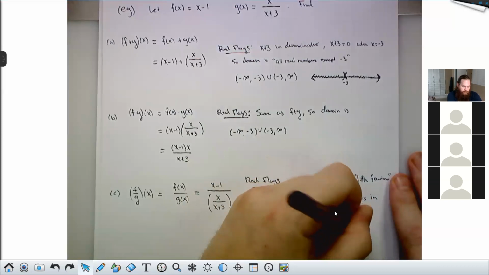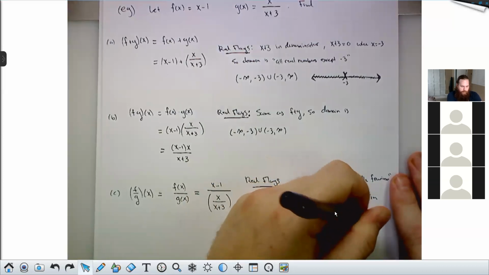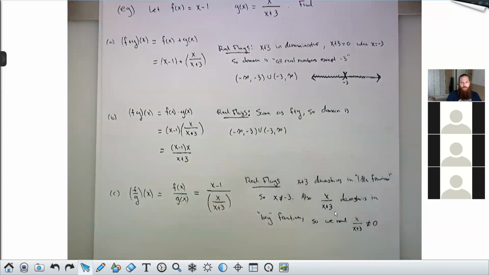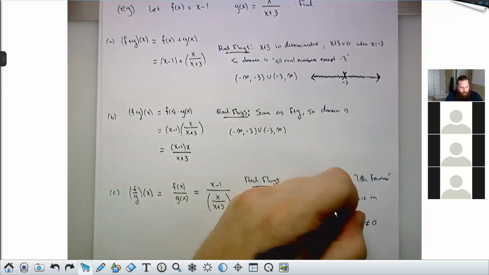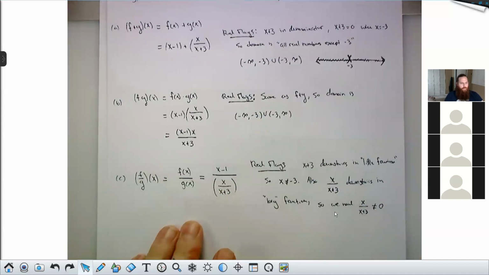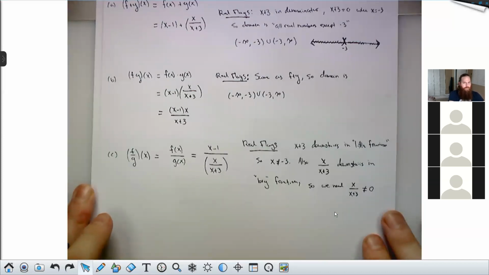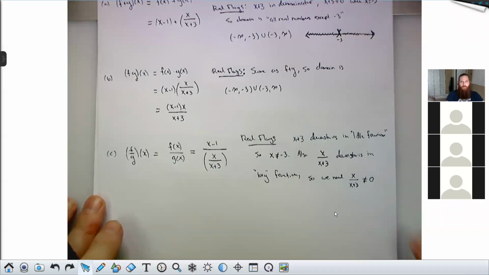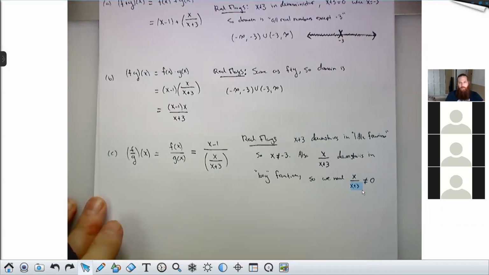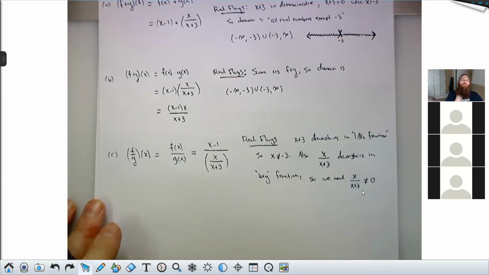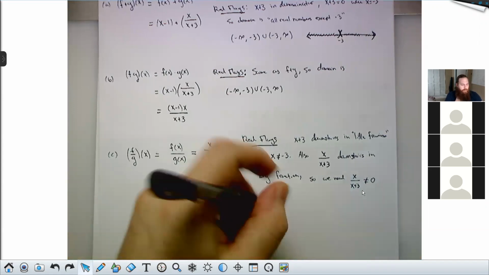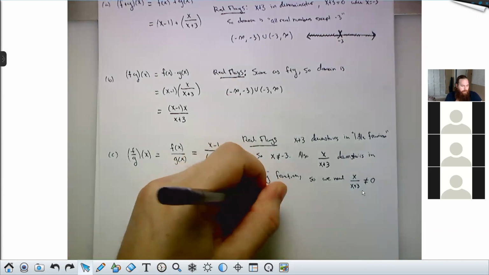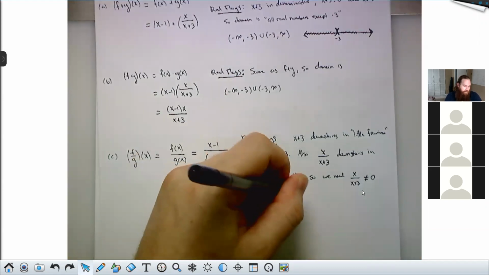So I need x over x plus 3, the whole thing, to not be 0. And when is that whole thing going to be equal to 0? What do I have to watch out for? What would make x over x plus 3 equal 0? Negative 3. Negative 3 would make the bottom here 0, but I'm trying to figure out what makes this whole thing 0. 0. Yeah, 0, right? So x cannot be equal to 0 also.